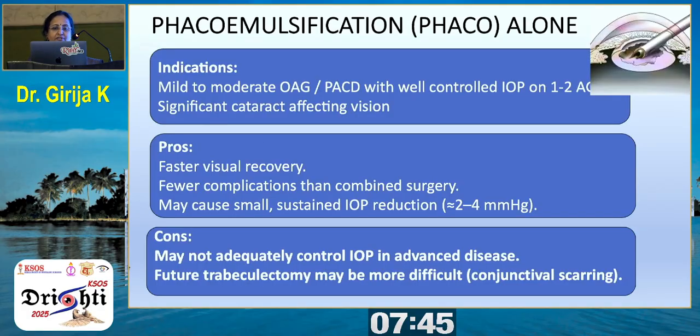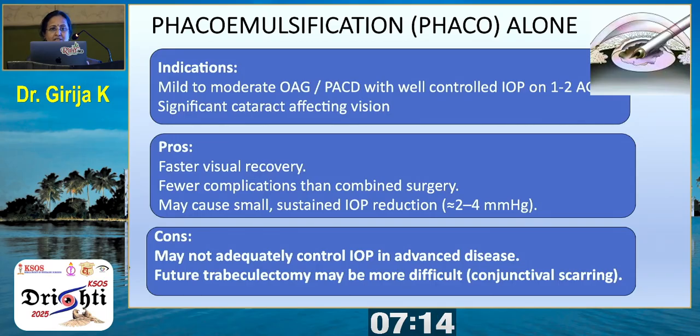Phacoemulsification alone is usually indicated in mild to moderate open angle glaucomas and angle closure glaucomas, which are well controlled with anti-glaucoma medications, and there is significant cataract affecting vision. Phaco will give you a faster visual recovery and there are fewer complications. Unlike trabeculectomy, it may cause a small sustained IOP reduction when the lens is removed, but you may not get adequate control, especially in advanced cases.